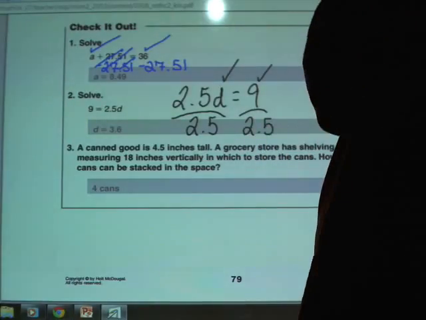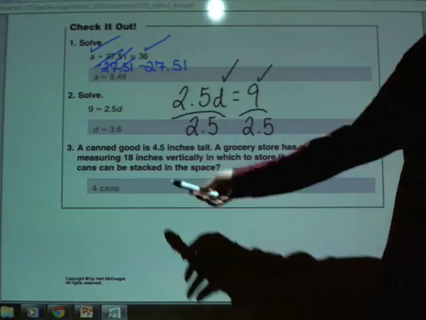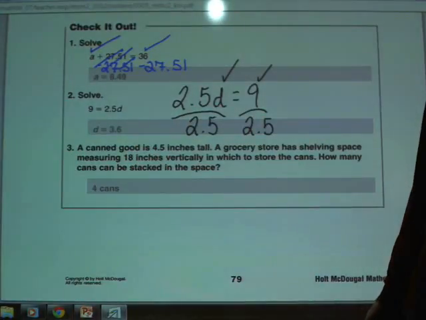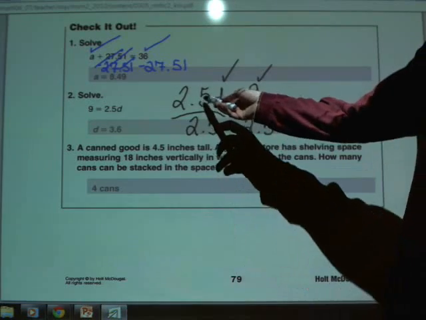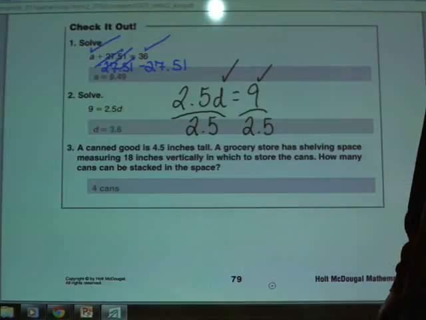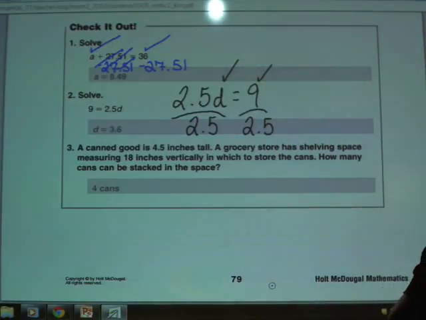And when I take 9 and divide by 2.5, the result is 3.6. So d must equal 3.6. We can check it because we'd say 2.5 times 3.6 is 9. Since the other side says 9, the sides are in balance and the whole thing checks.